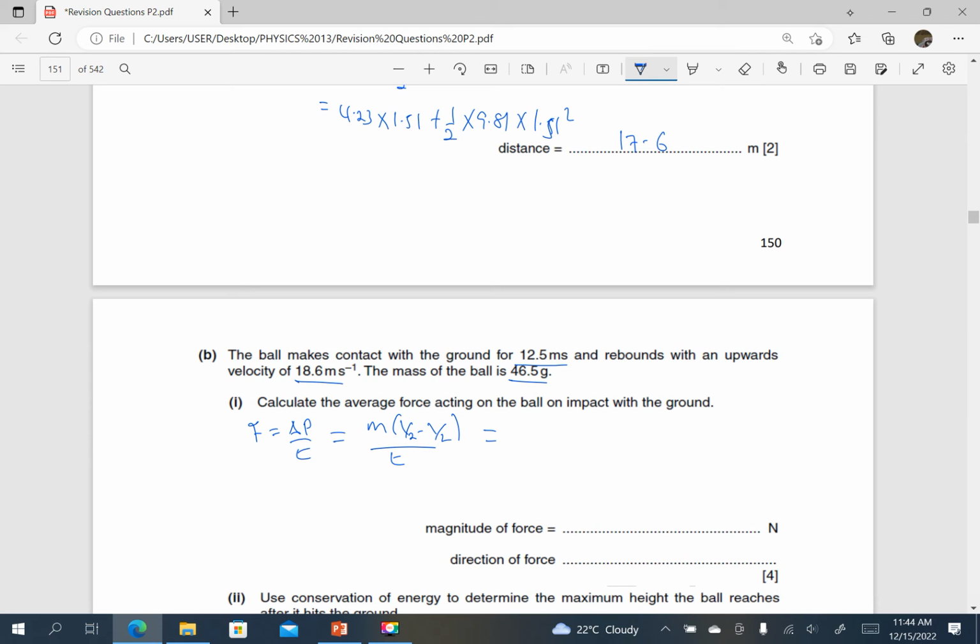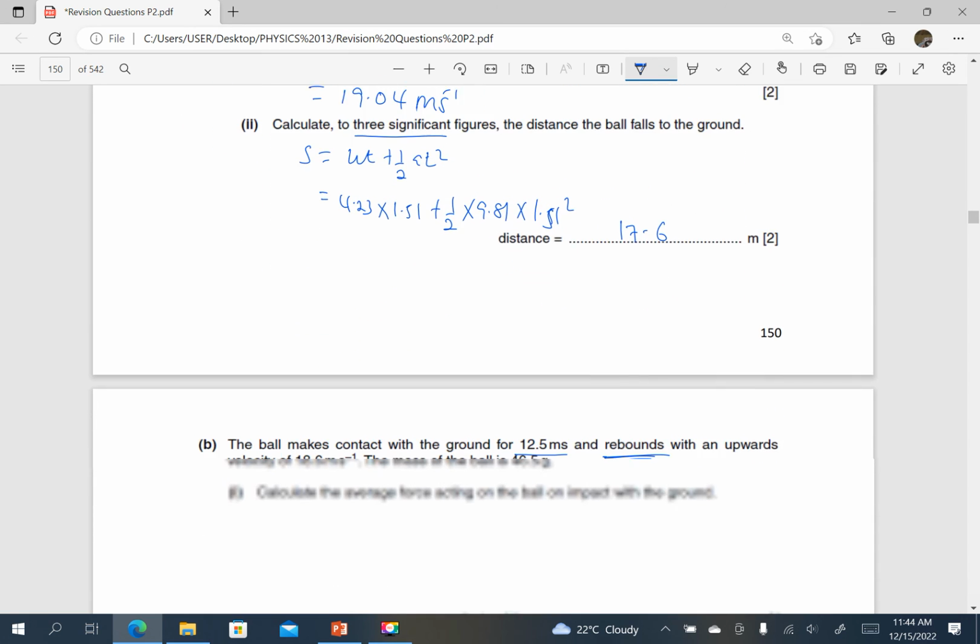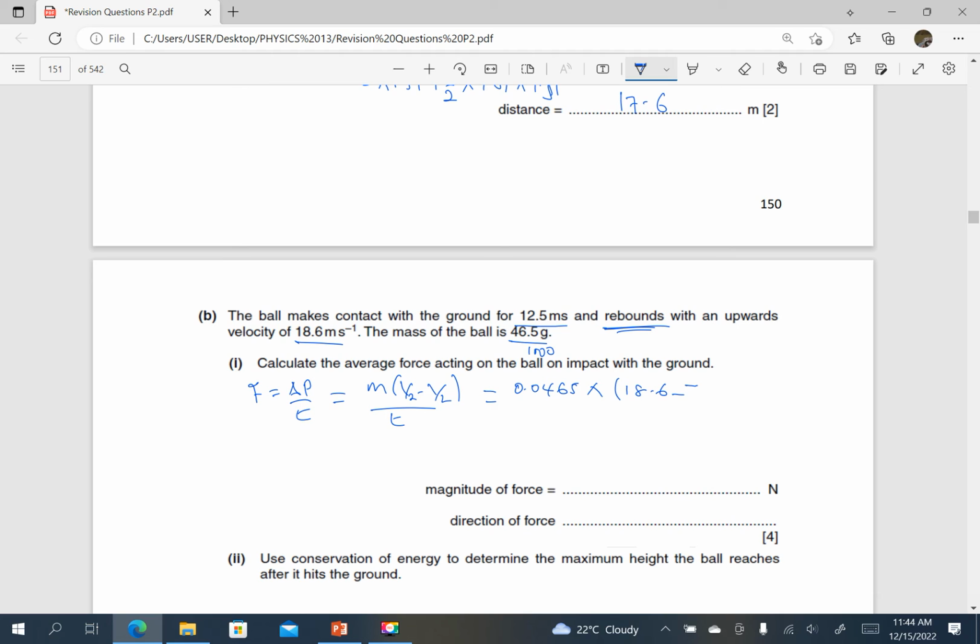The mass is 46.5 grams, which is 46.5 divided by 1,000. So that will be 0.0465 times the change in velocity. It rebounds. That means it moves in the opposite direction. So this is going to be 18.6 minus negative, because of rebounding, that is in the opposite direction. The initial velocity is 19, so this is going to be minus negative 19.0. Then divide by the time of contact, which is 12.5 times 10 power negative 3 to change it to seconds.